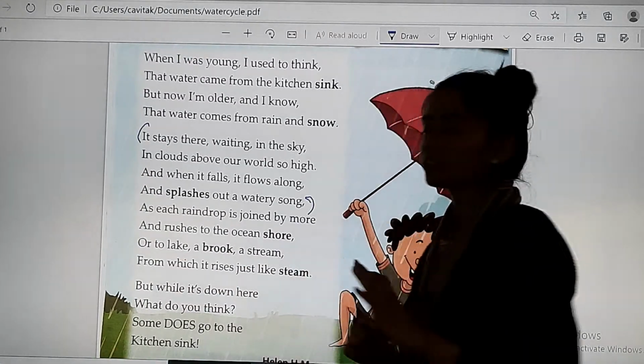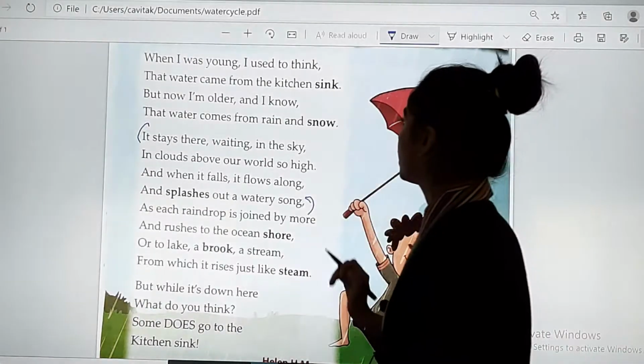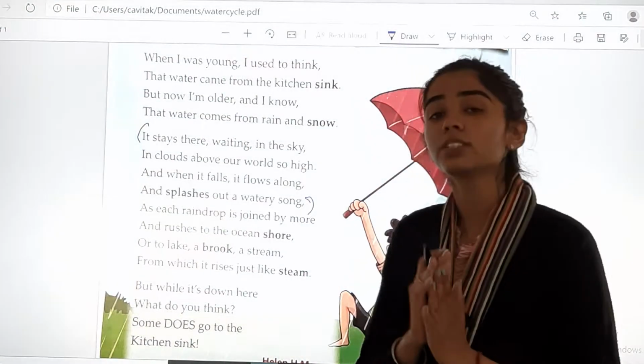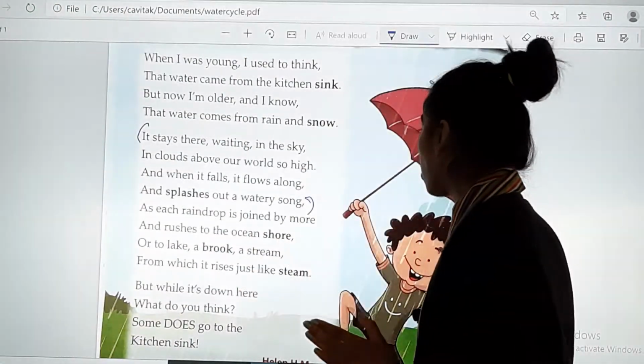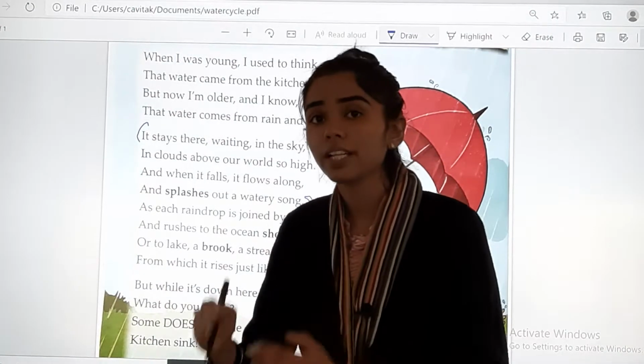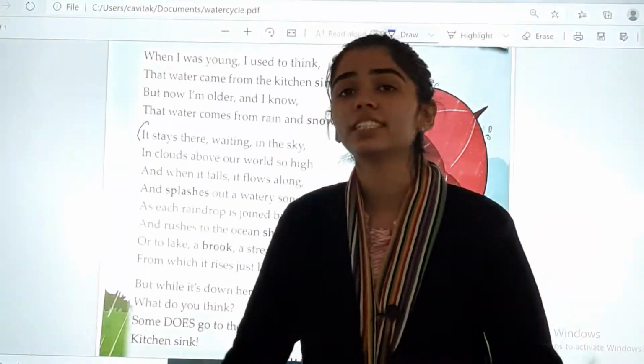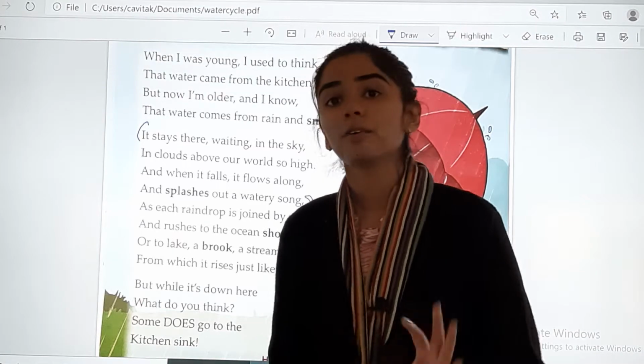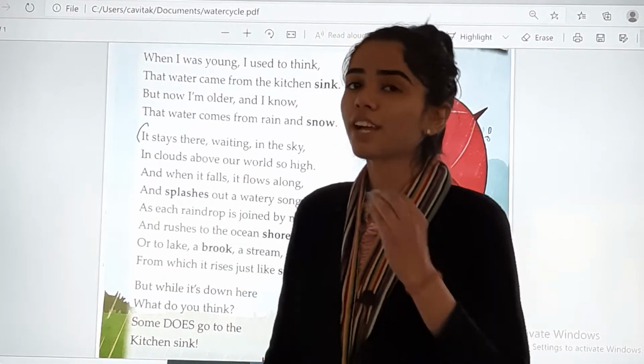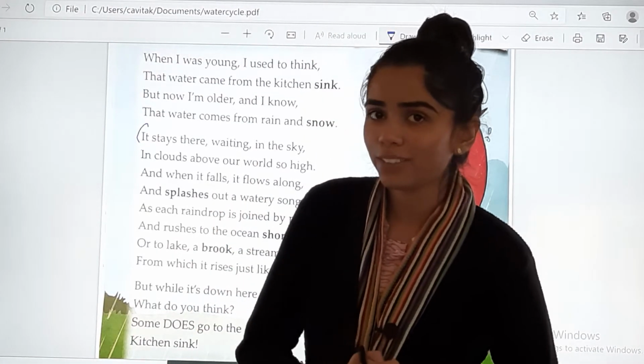Okay? So first line. Now as we know, what is the poem about? It is about a little boy who is learning about the water cycle. कि water कैसे आता है, बारिश के थ्रू आता है and उसके घर पे water कैसे supply होता है.